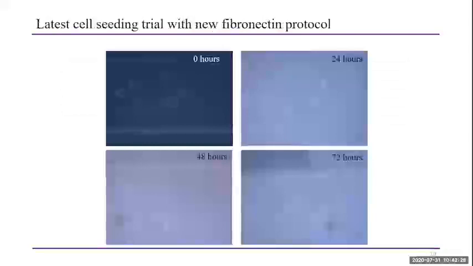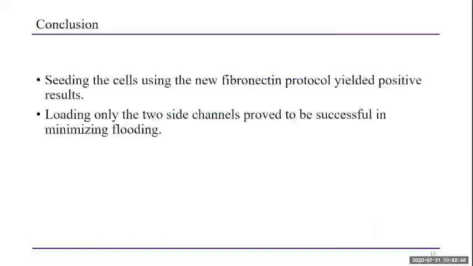And so while I was in the lab, I took part in a seeding trial where we injected only the 2 outer channels with fibronectin. And in doing this, we were able to observe not only that the middle channel did not flood, but also that the cells consistently adhered to the glass over the allotted time and after the fibronectin coating occurred. So in conclusion, seeding the cells using the fibronectin protocol yielded positive results, and loading only the 2 side channels proved to be successful in minimizing flooding of the device.